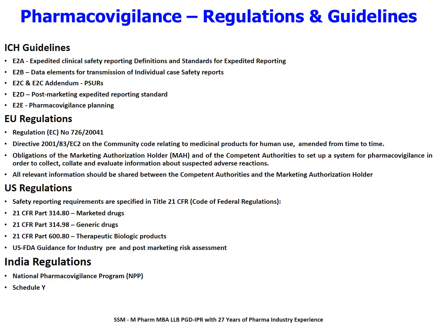Now coming to various regulations and guidelines on pharmacovigilance. There are various ICH guidelines: ICH E2A guidelines on expedited clinical safety reporting, definitions and standards for expedited reporting; E2B guideline on data elements for transmission of individual case safety reports; E2C and addendum on periodic safety update reports; E2D on post-marketing expedited reporting standards; E2E on pharmacovigilance planning.